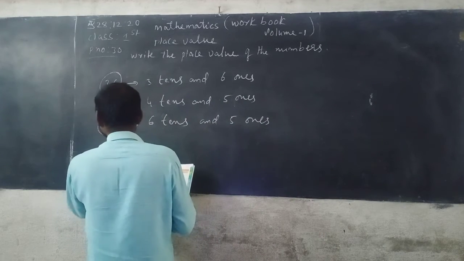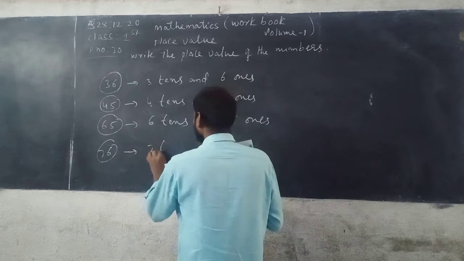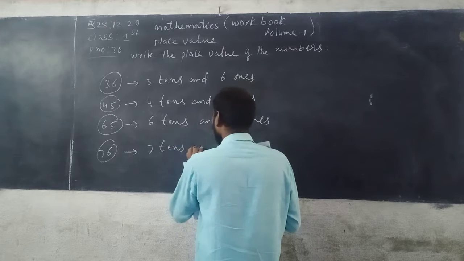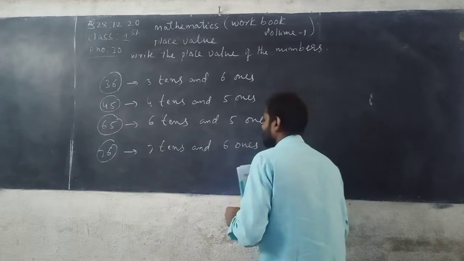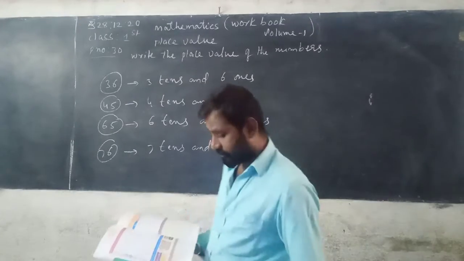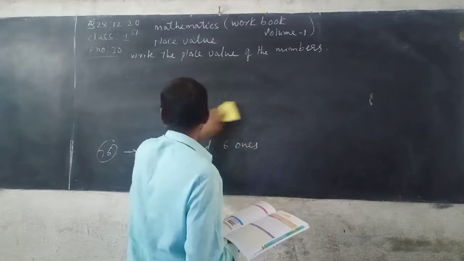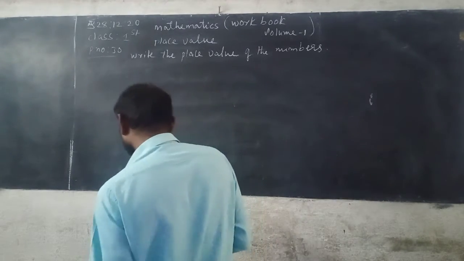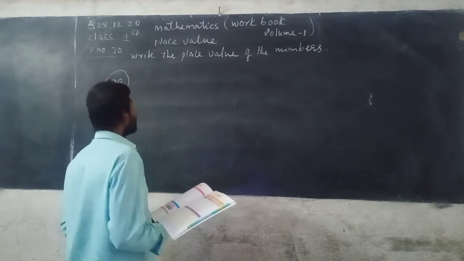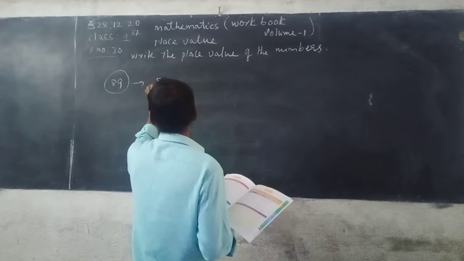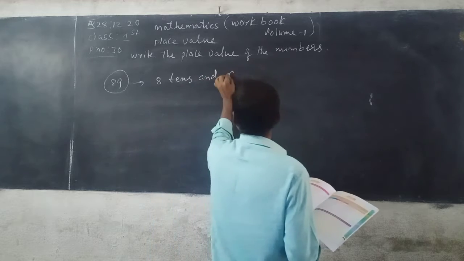Next 76, 6 is in ones place, 7 is in tens place, then you can write 7 tens and 6 ones. Next 89. So 9 is in ones place, 8 is in tens place, then you can write 8 tens and 9 ones.